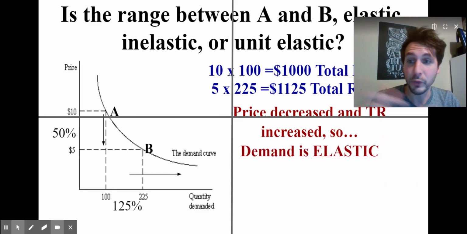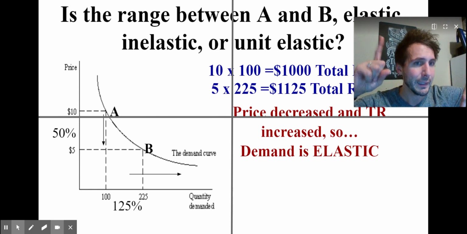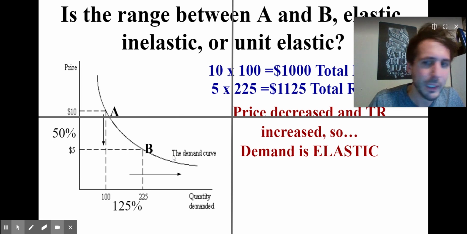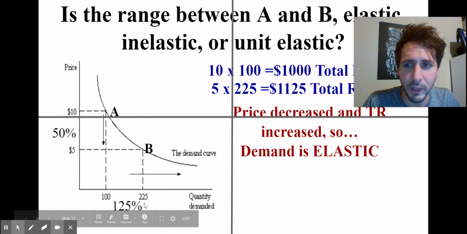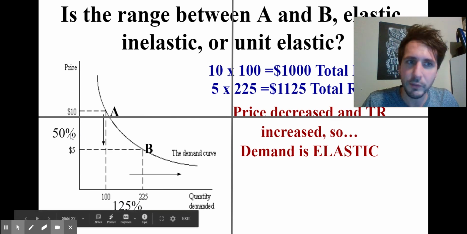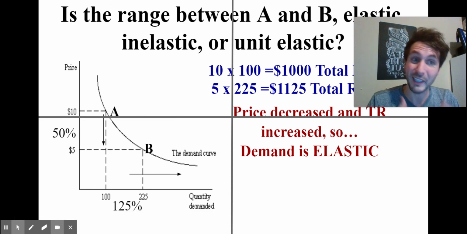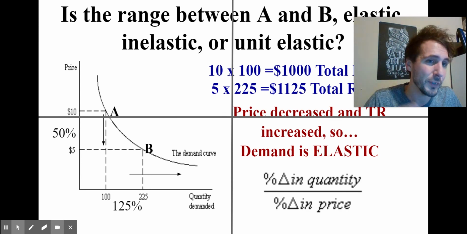As one way to find it, if you're given price and quantities, you can find elasticity by just saying, hey, if price goes up, does total revenue go up, inelastic, or down, elastic? Remember, elastic is always an inverse relationship, whereas inelastic is direct. Okay, same thing can be applied to our actual coefficient. I can take my change in quantity, 125, over my change in price, 50. And I know that 125 divided by 50 results in a coefficient that's greater than 1. So it must be elastic. Two ways to figure that out.